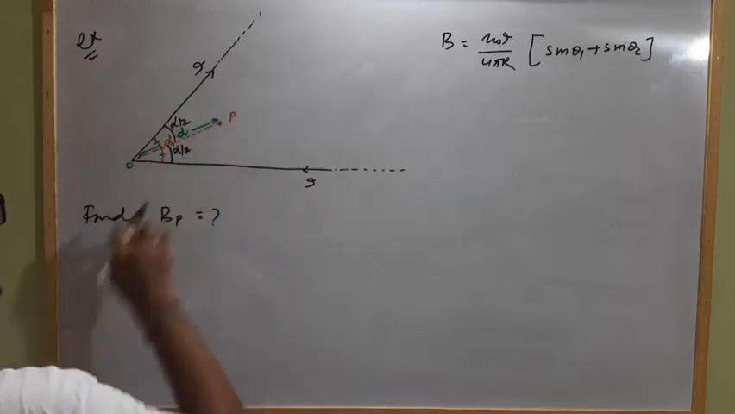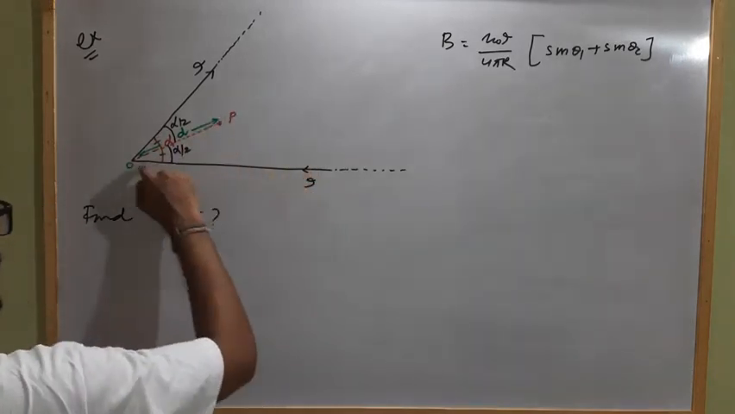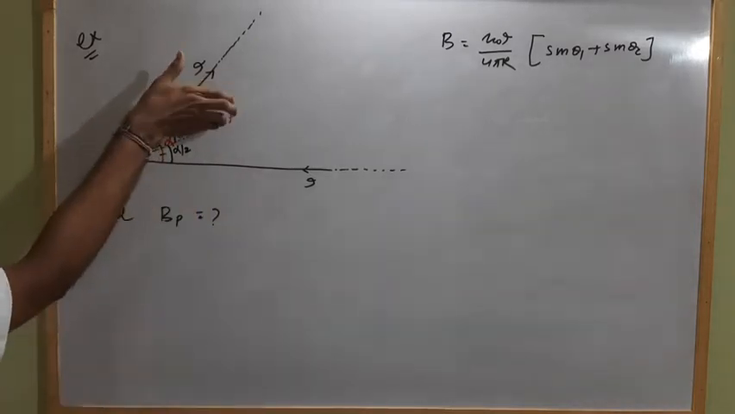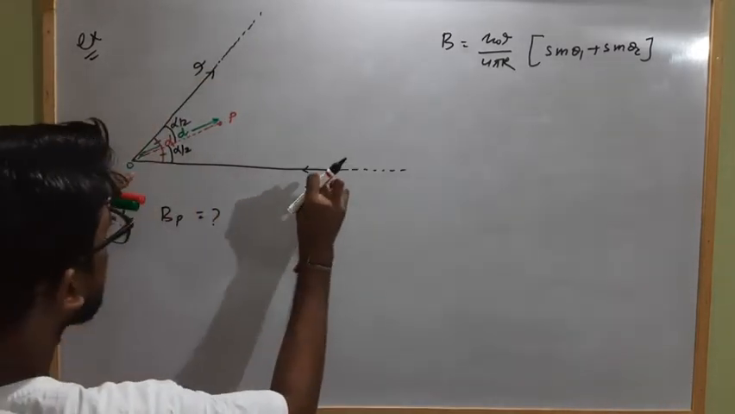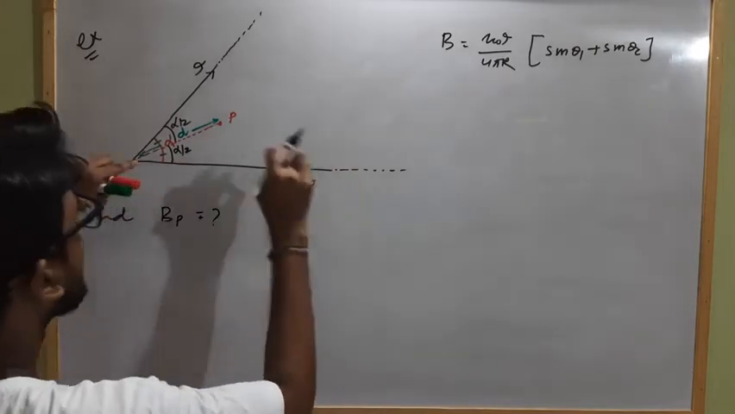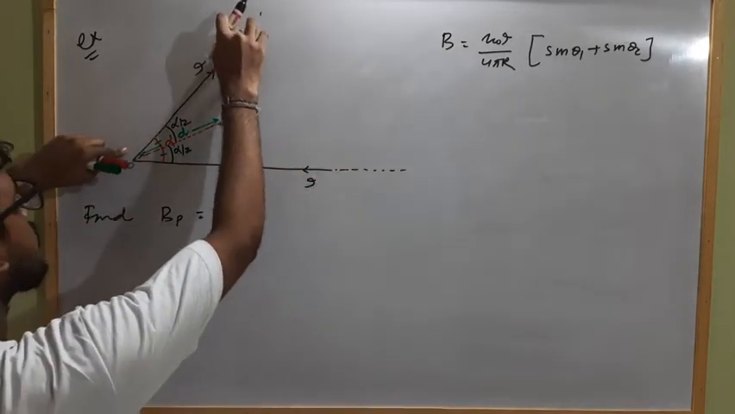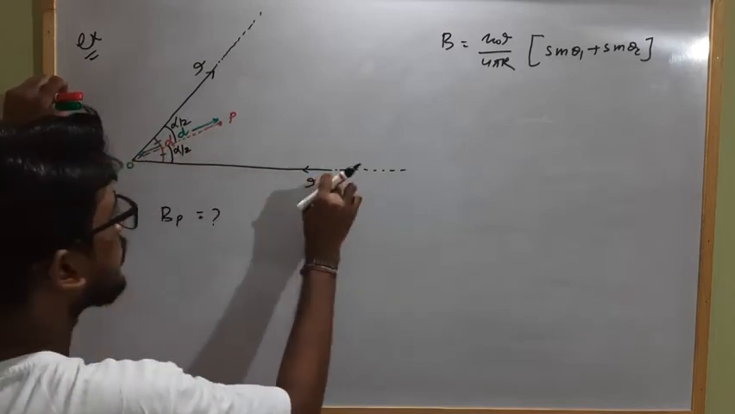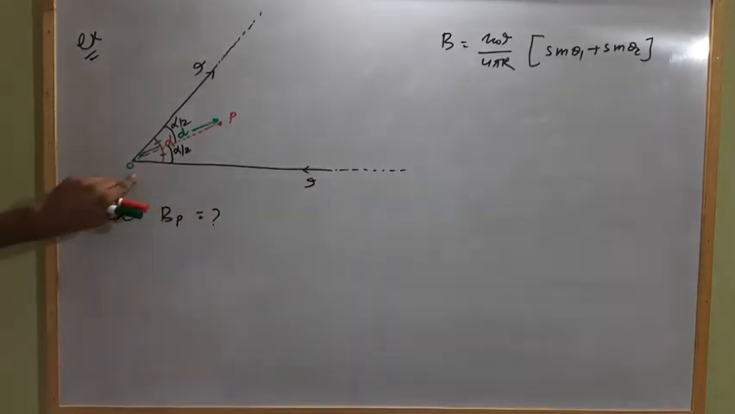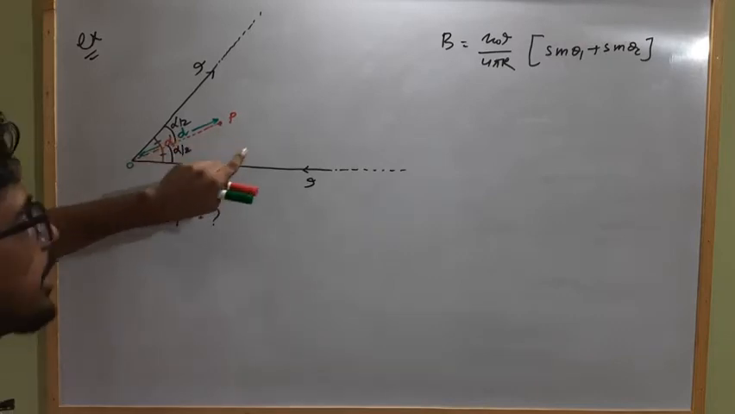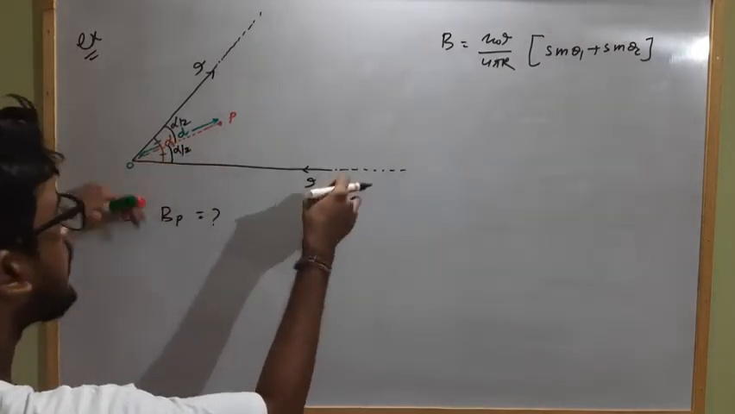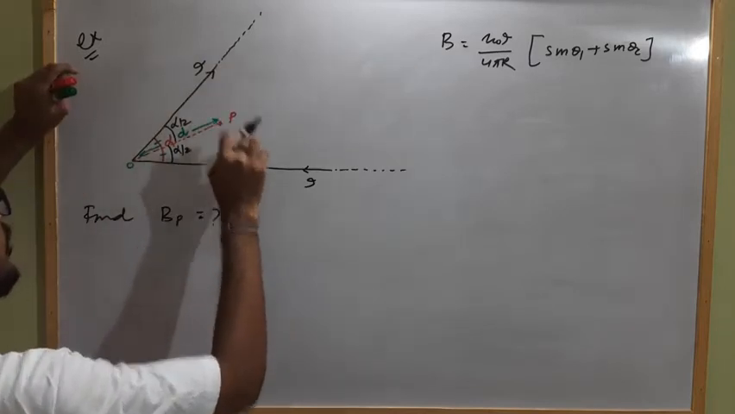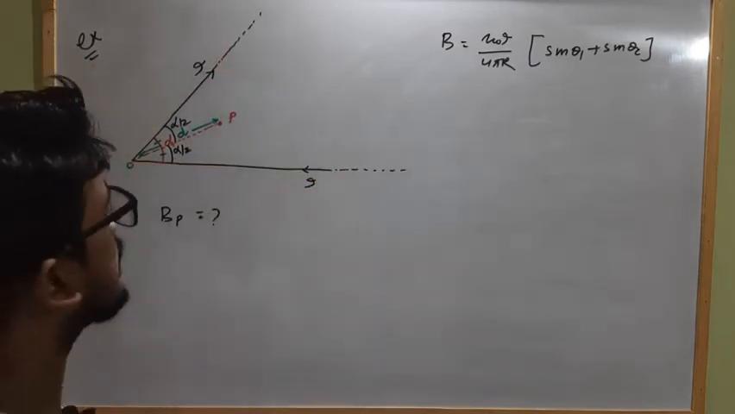At this point P, the magnetic field due to this current carrying conductor will be inward, and due to this current carrying conductor also will be inward. So if you calculate the magnetic field due to one portion, the value will be similar for the other portion. That means the magnetic field strength will be 2 times the magnetic field strength due to one segment. So if we calculate the magnetic field strength at point P due to this segment and multiply it with 2, then the net magnetic field strength at point P due to this complete current carrying conductor will be obtained.